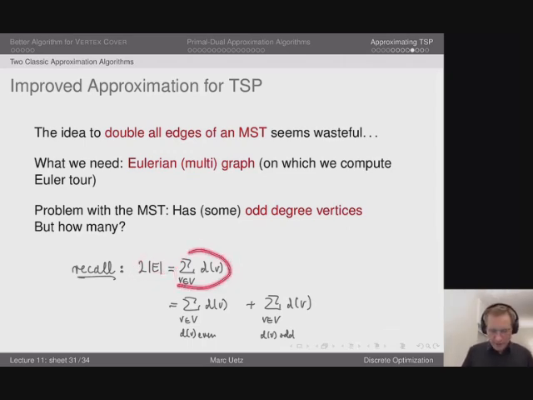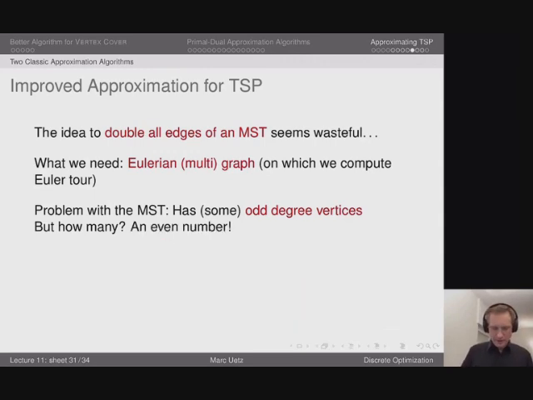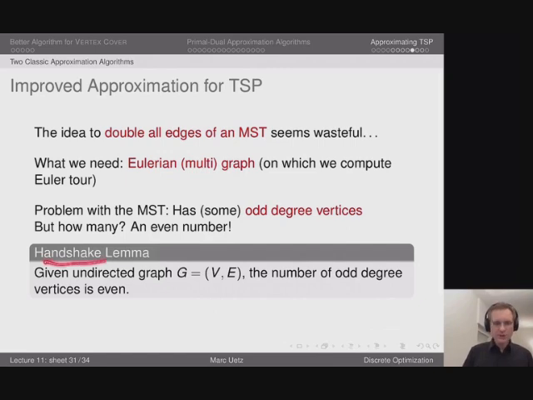And now I just split up this summation of all the degrees of the vertices into those that have an even degree and those that have an odd degree. Now I see that this is an even number, this is an even number, hence this must also be an even number. And therefore the number of odd degree vertices must be even, right? So this is known as the handshake lemma. In any graph, the number of odd degree vertices must be even. And the proof I just explained.